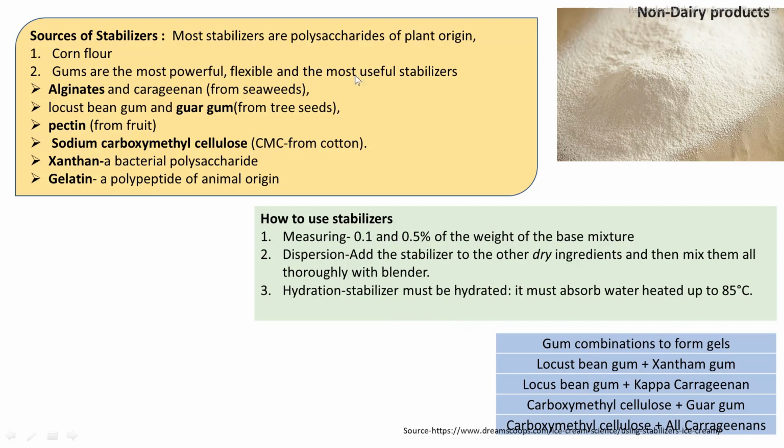After adding the stabilizing agent, a hydration process is required. That means first we take the stabilizing agent as per the percentage, then we add it to the dry ingredients, then add it throughout the mix. After the blending process, the hydration process is required. That means this mix must be heated up to 80 to 85 degrees Celsius. Then and only then does this stabilizing agent act more effectively in the ice cream.